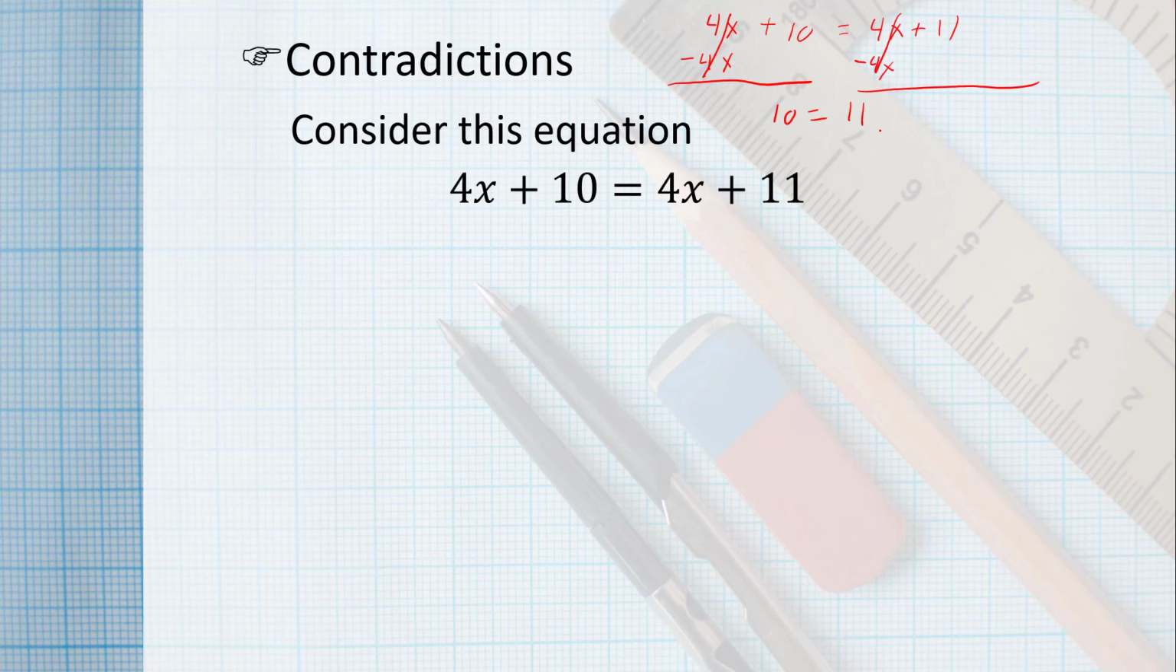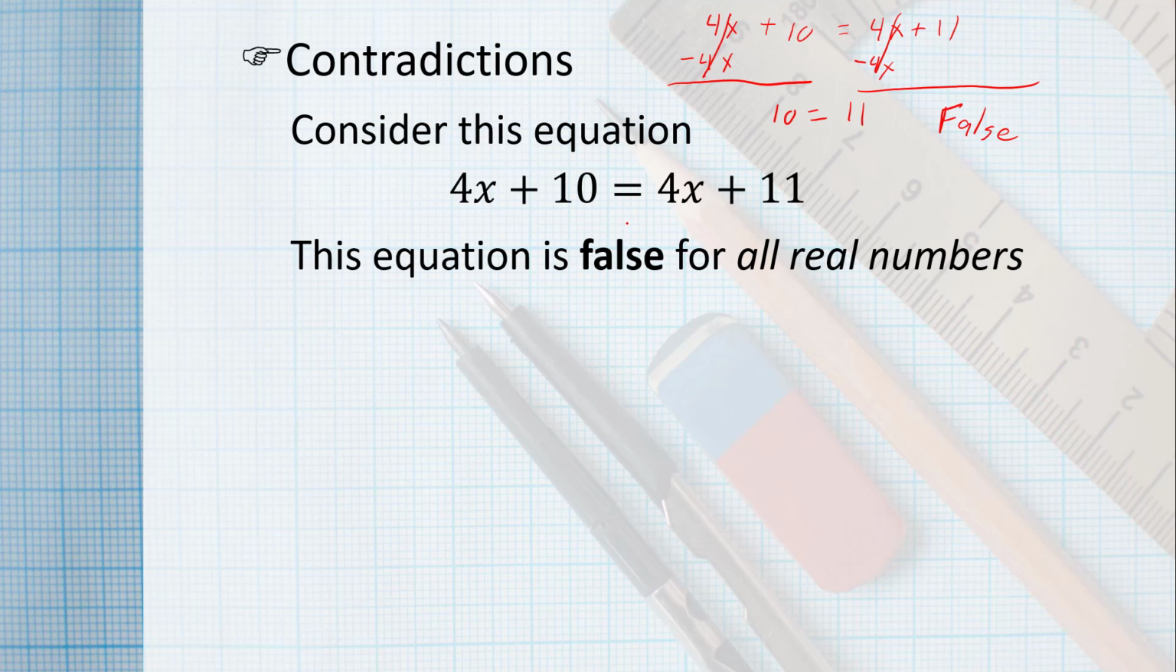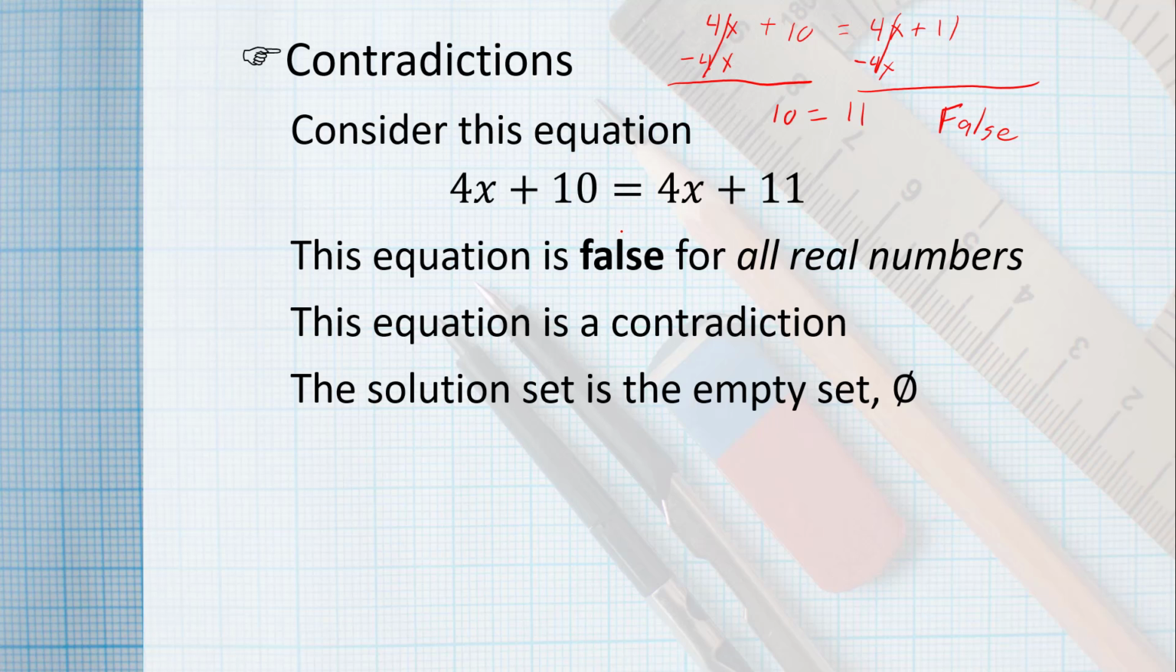Is 10 equal to 11? No, this is false. Regardless of the value of x, this will never ever be true. Therefore, it is called a contradiction. The solution set for this equation is the empty set. In other words, absolutely nothing.